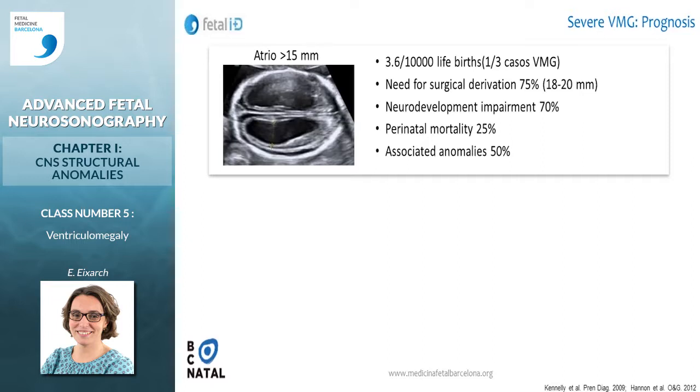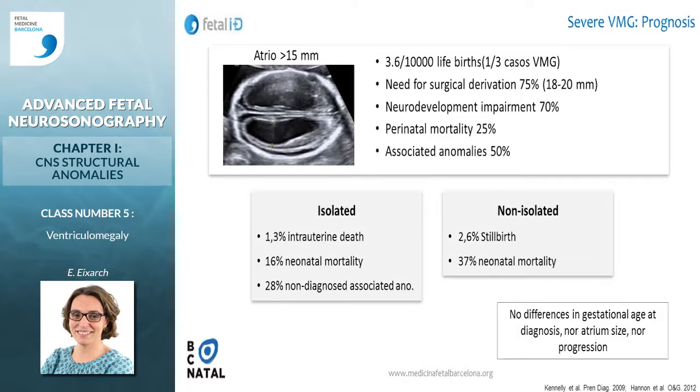We have to know that they represent a third of cases of ventriculomegaly and it is diagnosed when having an atrium of more than 15 mm. In cases of severe ventriculomegaly, the necessity of surgical derivation is high, up to 75%, and globally, the neurodevelopmental impairment is around 70%. We know that in cases of non-isolated ventriculomegaly, stillbirth is present in 3% of cases, and neonatal mortality in almost 40% of cases. However, when it is isolated, these rates are reduced almost to half.